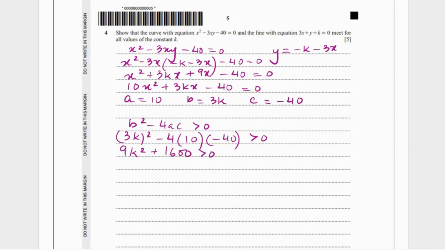Since we can't further solve it, because when we bring this over it's going to be negative 1600 and k squared greater than negative 1600 divided by 9, we can't take the square root of a negative number. So this shows that, yes, the curve with equation x squared minus 3xy minus 40 equals 0 and the line with the equation 3x plus y plus k equals 0 meet for all values of the constant k.